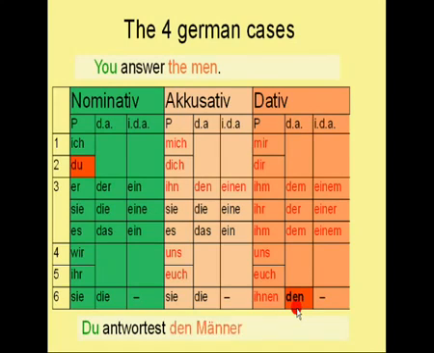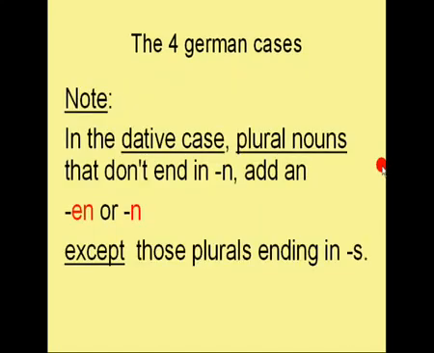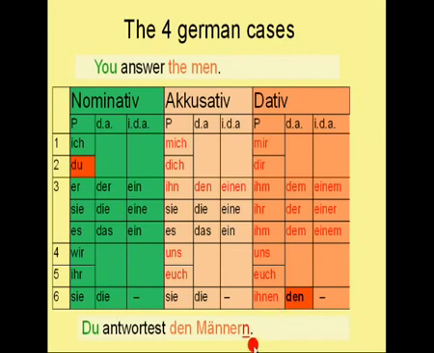But here comes the special rule. In the dative case, plural nouns that don't end in n add an en or an n, except those plurals ending in s. What does this mean for our noun Männer? We have to add an n to make the sentence correct. Therefore the correct sentence is Du antwortest den Männern. Now the German noun for women is Frauen, which already has an n, and therefore no additional n has to be added. But the German word for children, for instance, is Kinder, which does not have an n. Therefore the n has to be added in the dative case.